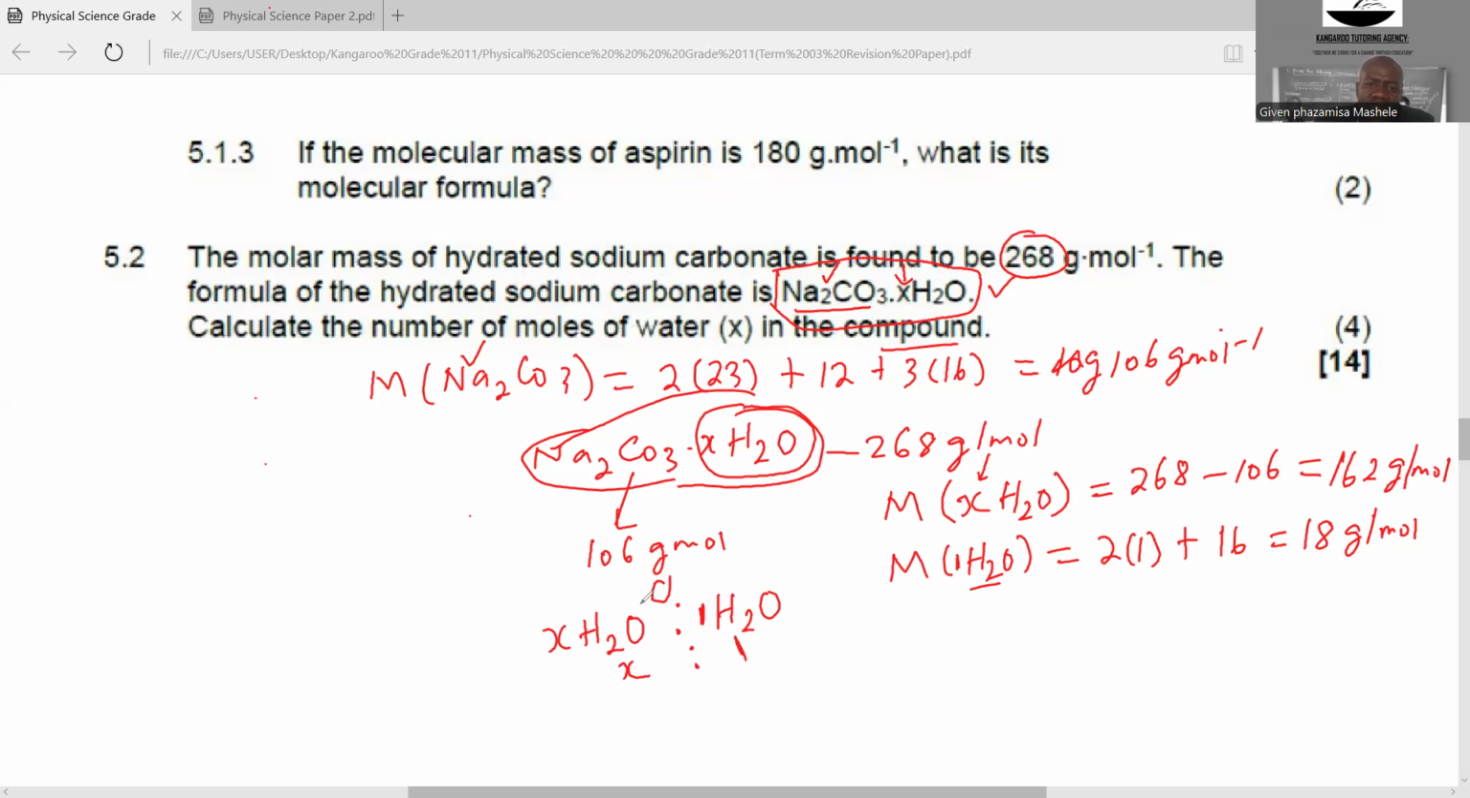What is the molar mass of water with the X? It's 162. And the molar mass of water is 18 with a mole of 1. So now we can determine this X. We cross multiply, and this will be 18x equals 162. Then we divide everything by 18, and this gives us 9 moles. So this value of x is actually 9.